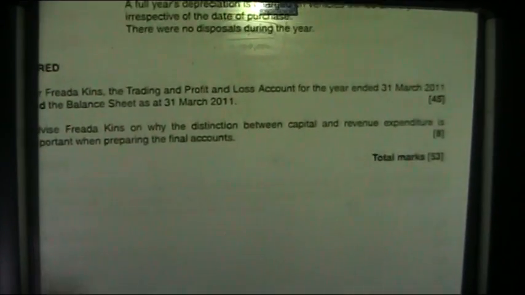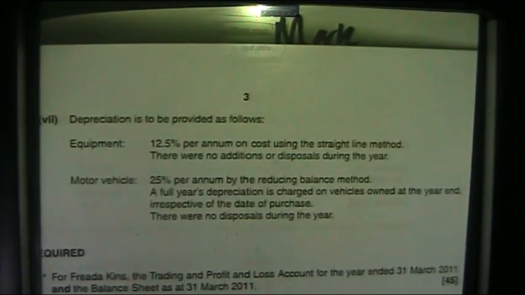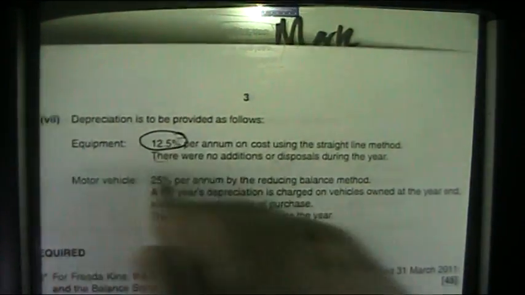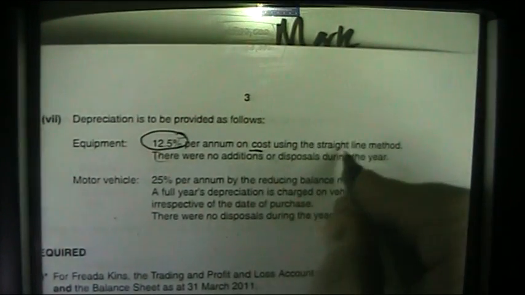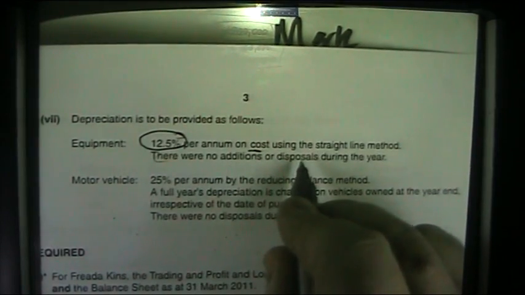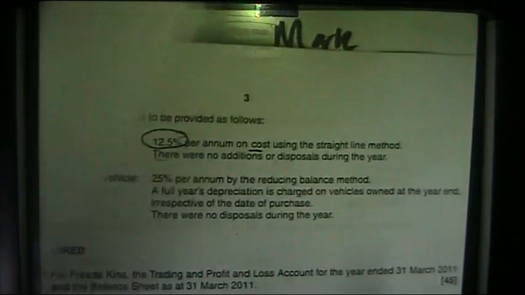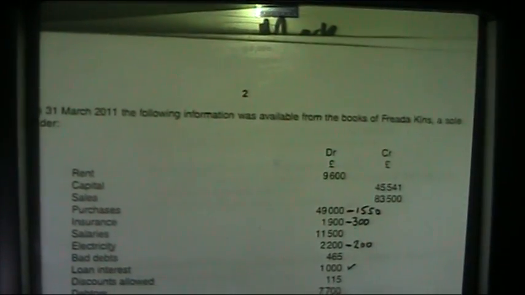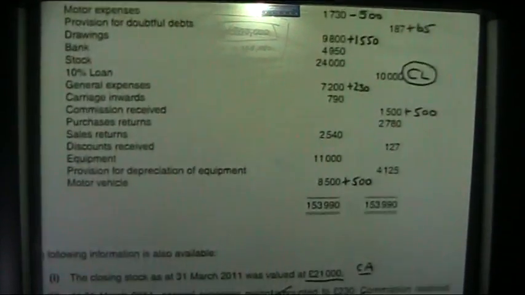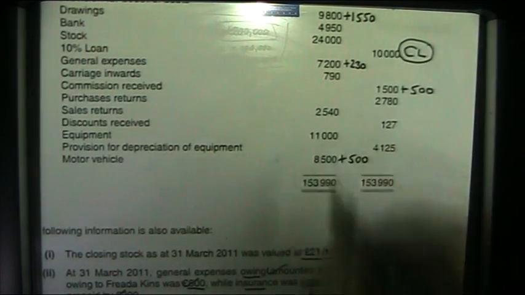Now, on the next page, we have to have a look here because it's given me depreciation. Depreciation is 12.5% on equipment, on cost, and of course cost means straight line. And we didn't buy any assets or sell any assets during the year, so that's good news because it makes it easier for us. Okay, so 12.5%. So where is my equipment? Where is my equipment? There it is there. Okay, equipment, 12.5% depreciation.